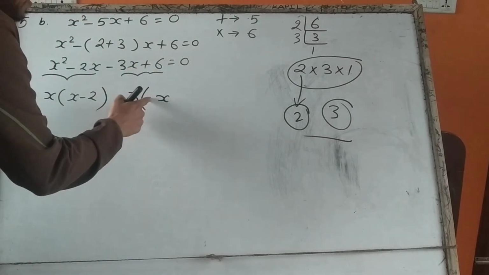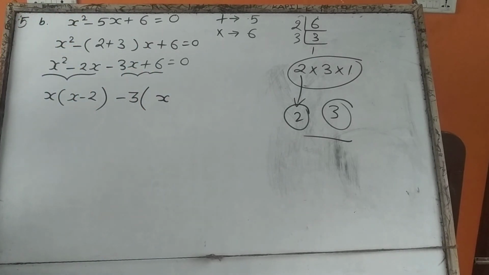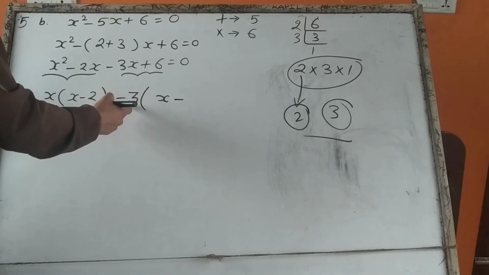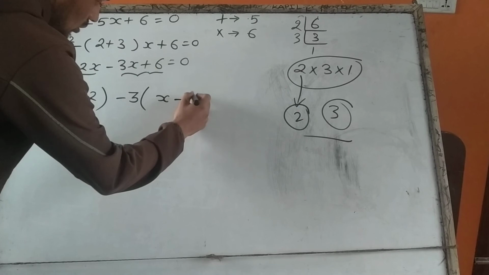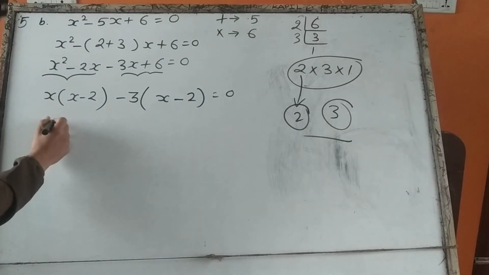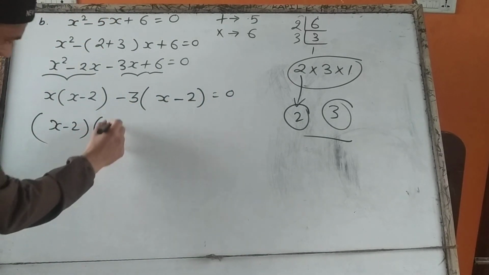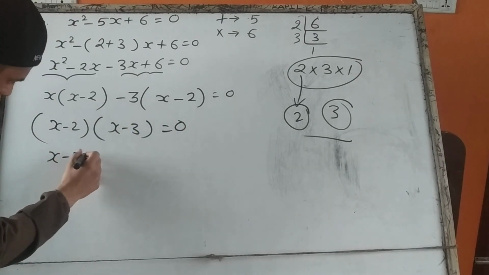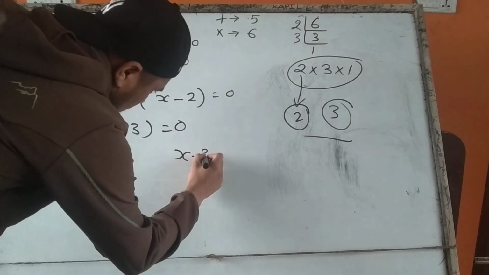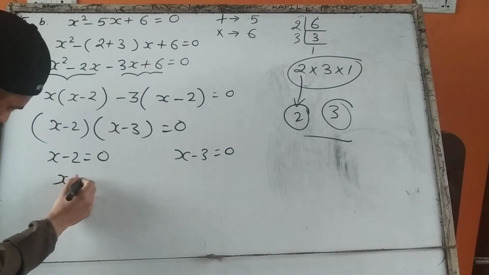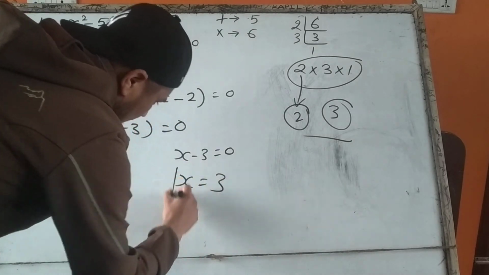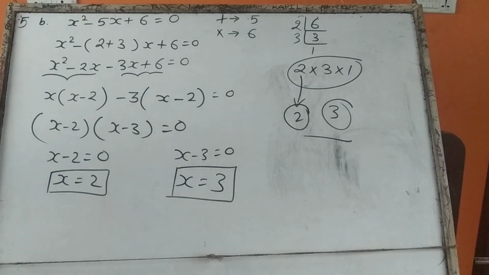You cannot write minus here because minus has already come here. So this minus should be plus and this plus should be minus. 3 how many times is 6? 3 twos are 6. And it is x minus 2, x minus 3 is equal to 0. x minus 2 is equal to 0, x minus 3 is equal to 0, and x is equal to 2 and x is equal to 3. In this way you can find the value of x.